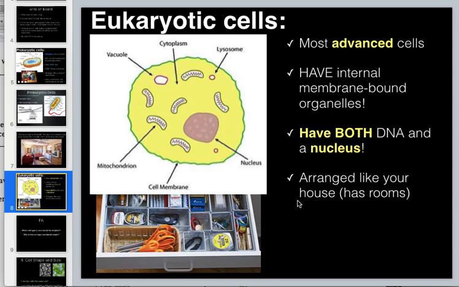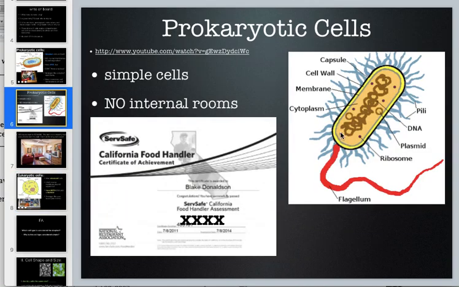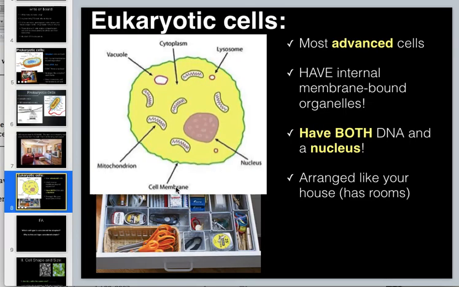And it's also like your house. You have bedrooms. You probably have a kitchen, living area, closets, bathroom. Imagine your house with no interior walls, not even around the bathroom. Okay, lack of privacy. That's what prokaryotic cells are like. But eukaryotic cells are like our houses. They have different rooms where different things can happen at the same time.